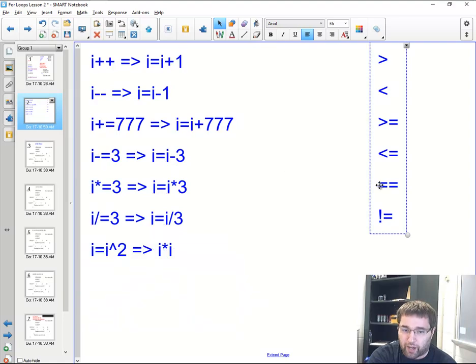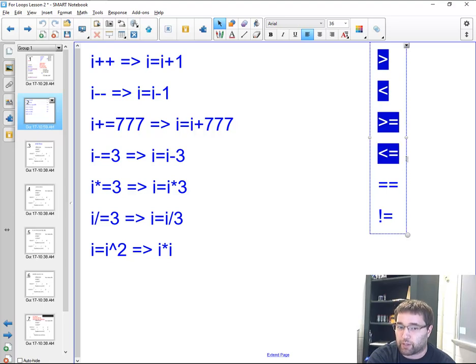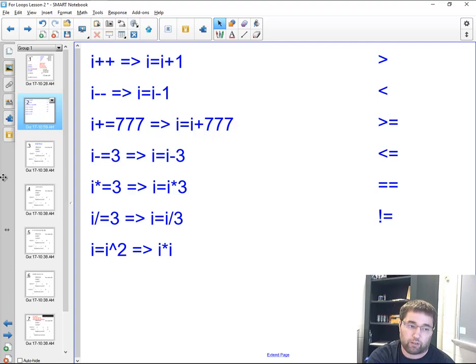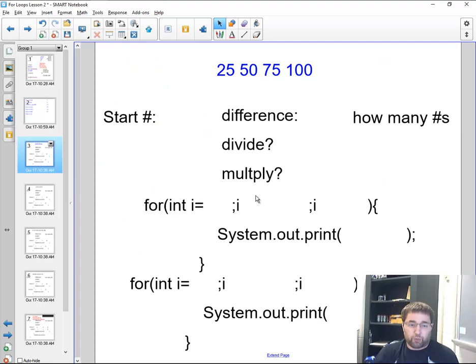Over here, these bottom two, you're not going to be using today. This is greater than, less than, greater than equal to, less than equal to. You'll be using those today. So let's start with the first one.